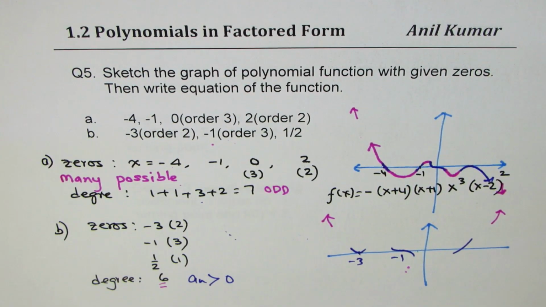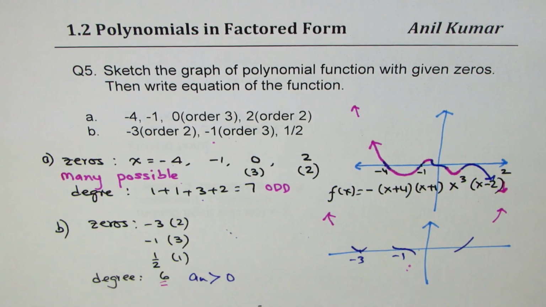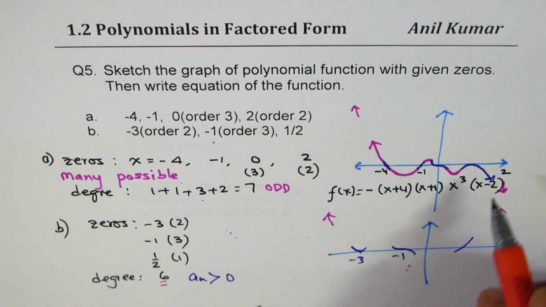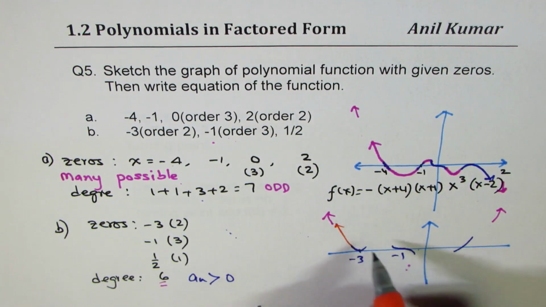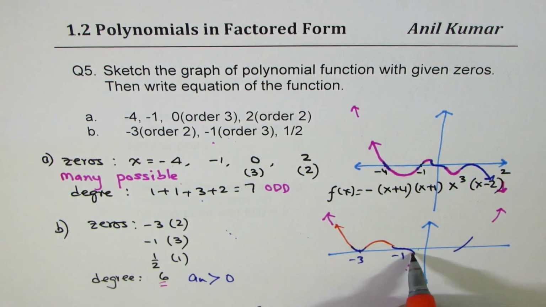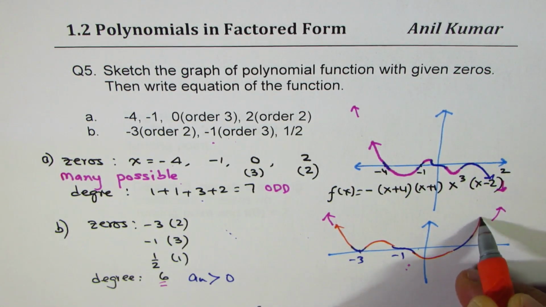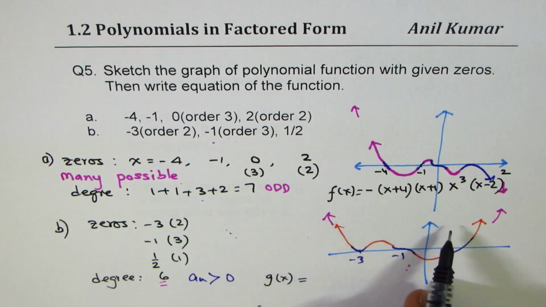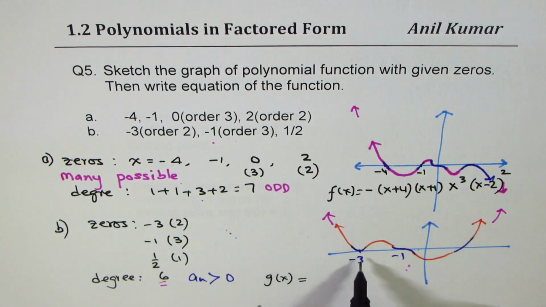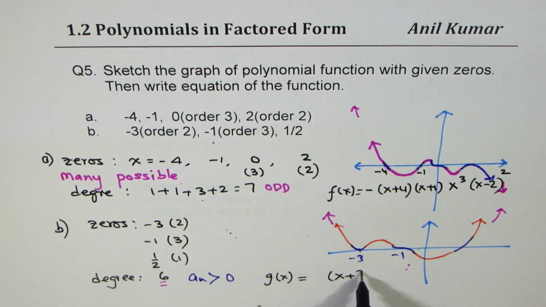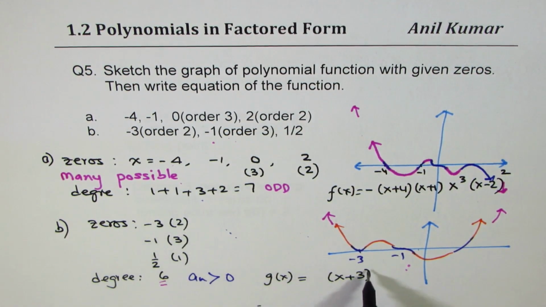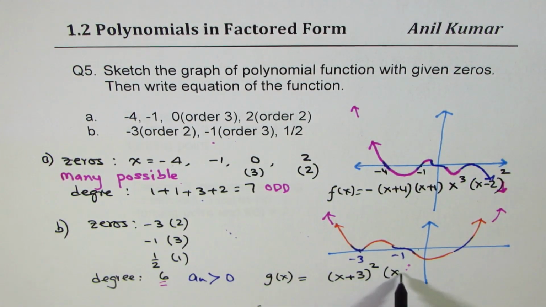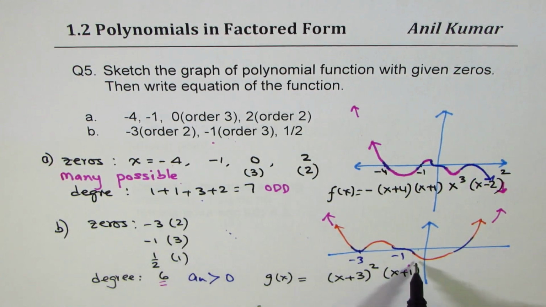Now, let us join them to complete the graph. So it could be like this, right? And now we can write down the equation of this. Let's say g of x is equal to, now this is the positive leading coefficient, right? So this 0 will give us x plus 3 as a factor, and 2 means square, right? Then we have x plus 1 cube, right?